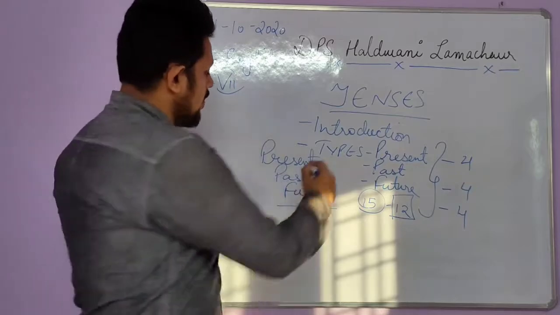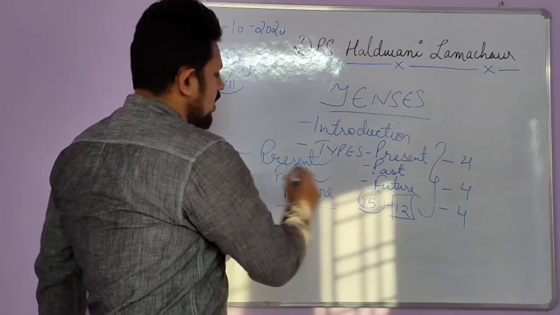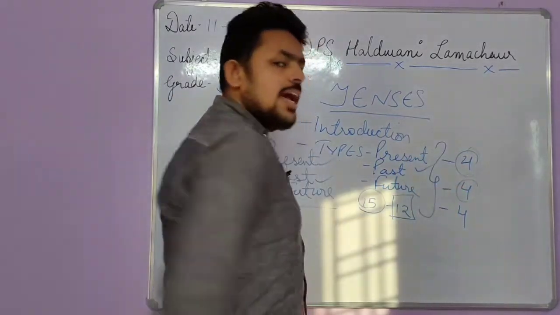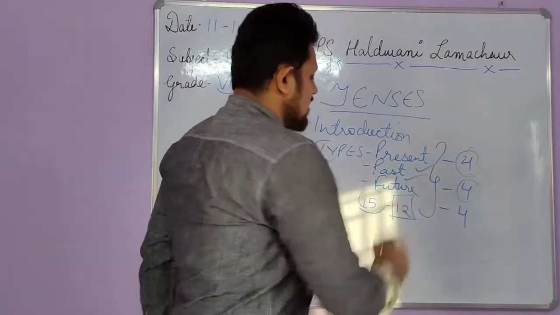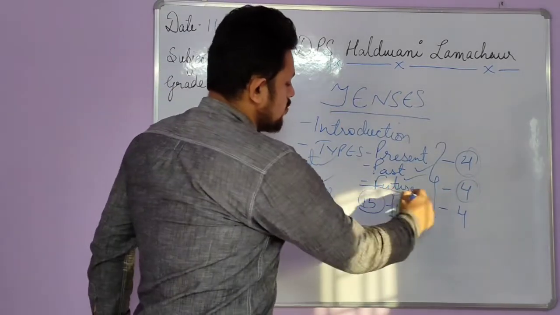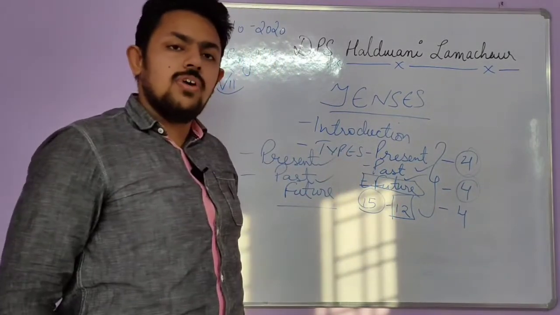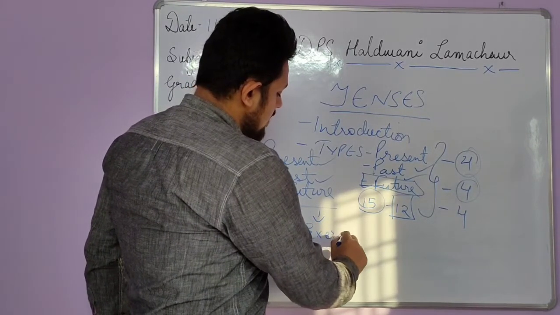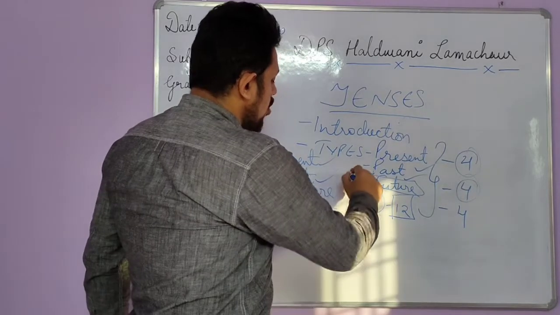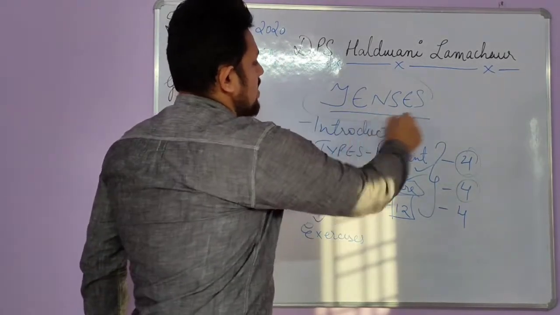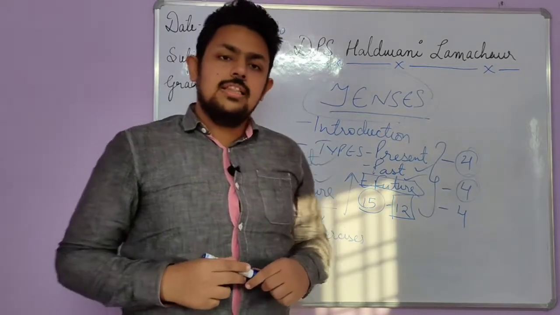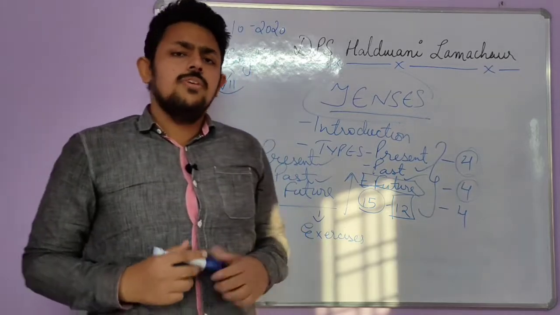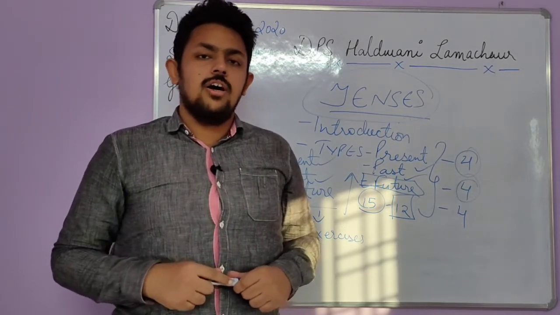We have covered what? Present tense and past tense. We have done the 4 forms of each. Now we will be doing the 4 forms of future tense. And we are also going to do the exercises based on this whole chapter, along with the forms of future tense. So without wasting much time, let's start our video.